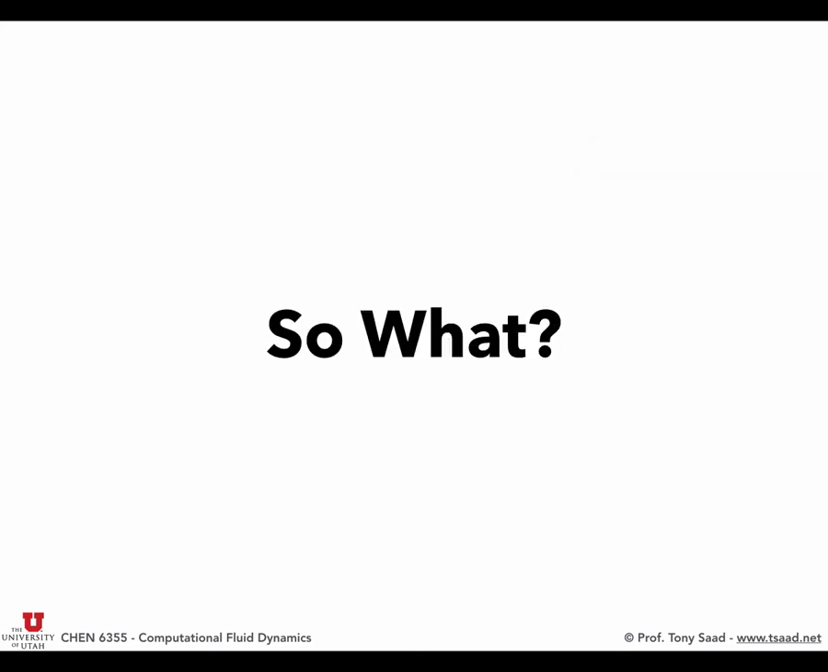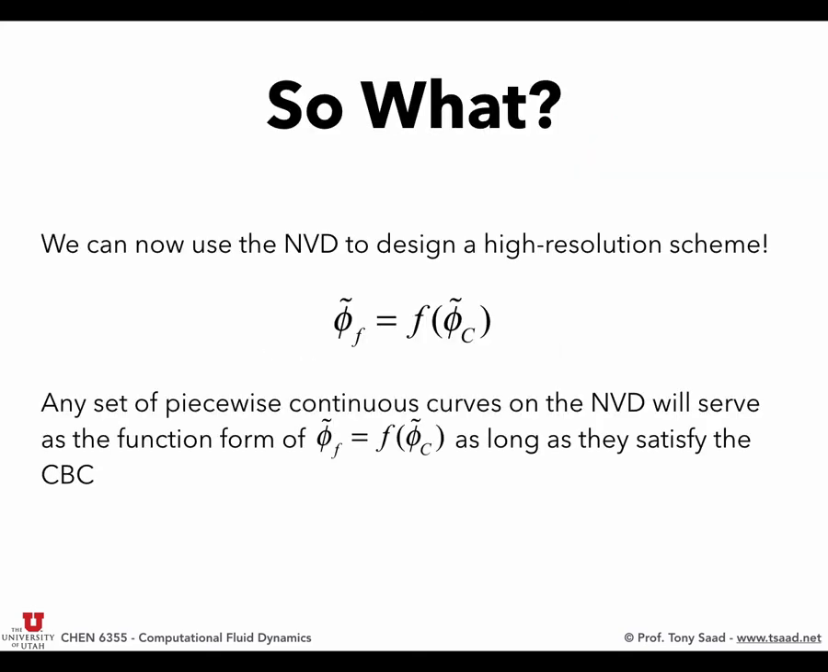So what? Well, we can now take this normalized variable diagram and design high resolution schemes. That's it. We can choose any functional relation between phi tilde c and phi tilde f as long as it satisfies the convection boundedness criterion.